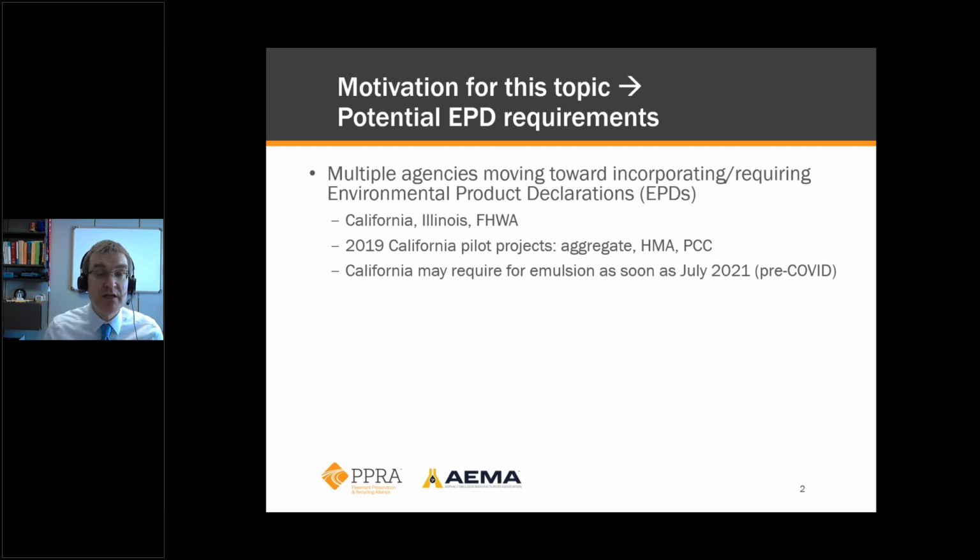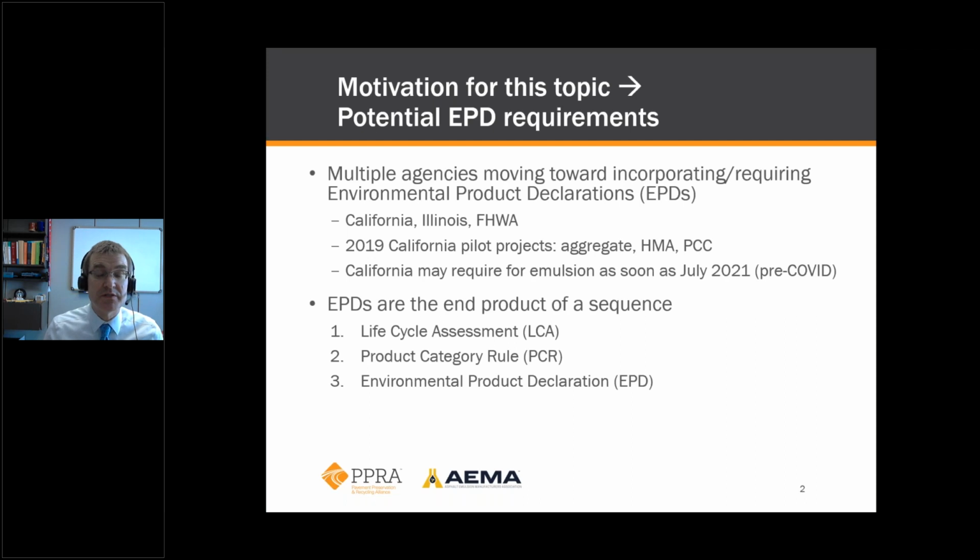Now, as I mentioned, EPDs are the end product that we're looking for, but it's part of a sequence, and that sequence is a 3-step sequence, and it starts with 1, a life cycle assessment, 2, product category rules, and then 3, the environmental product declaration. So we know EPDs are coming, so what are we going to do as an industry?